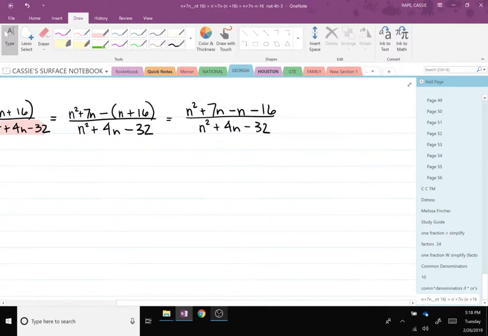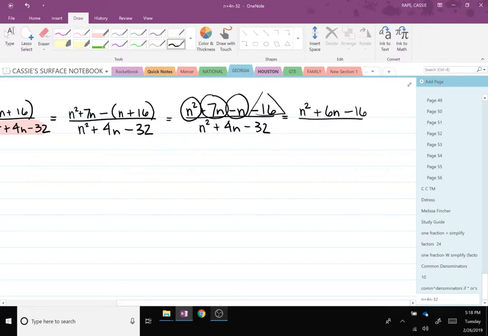All right, so the only math right now that we need to do is we're going shopping for like terms. So, is there an n squared? Nope, so I'm just going to leave that there. Plus 7n minus 1n. If you have 7, take away 1, that would be plus 6n. And then this minus 16 doesn't have a like term. And it's going to be over n squared plus 4n minus 32.